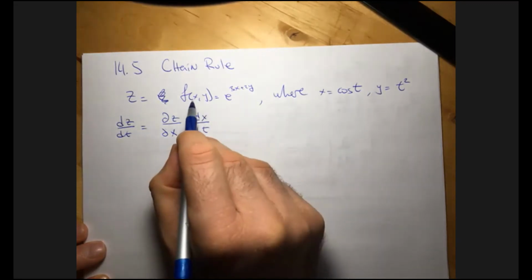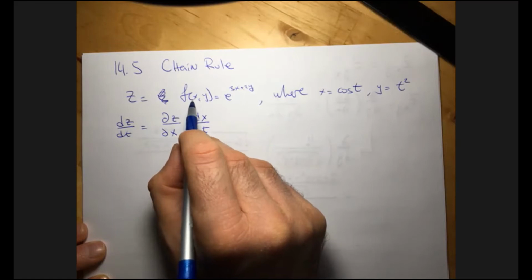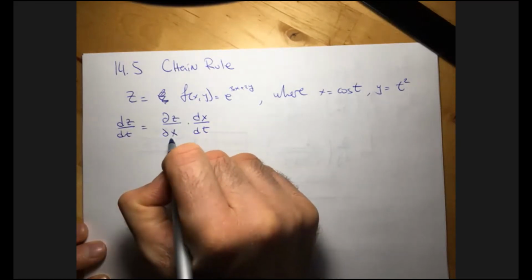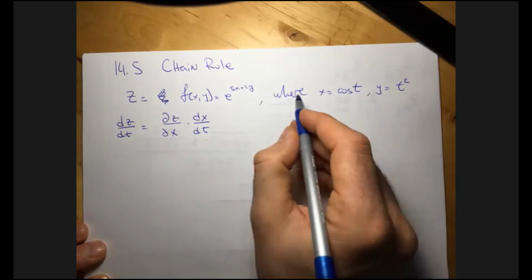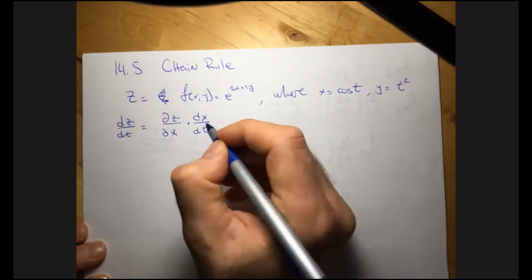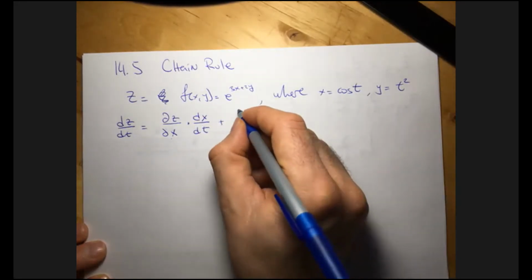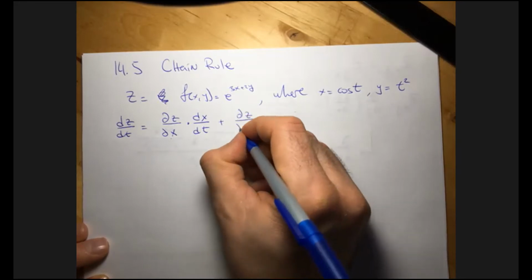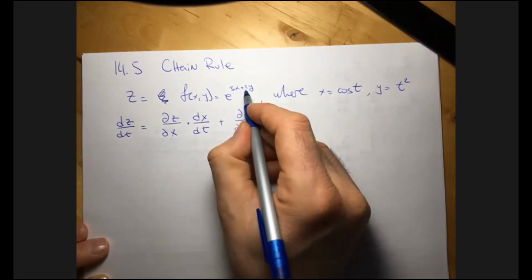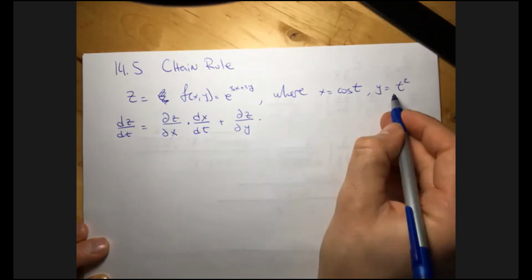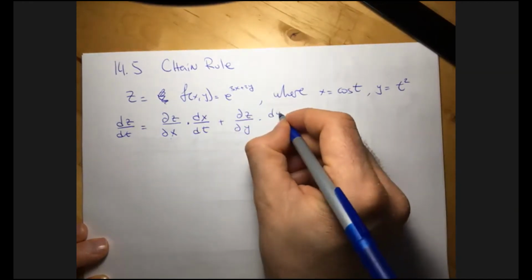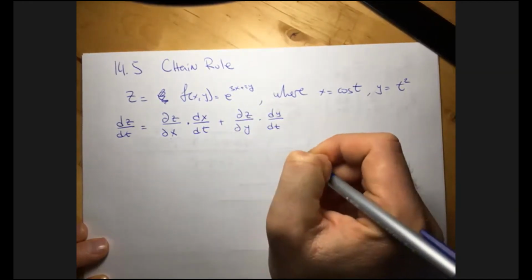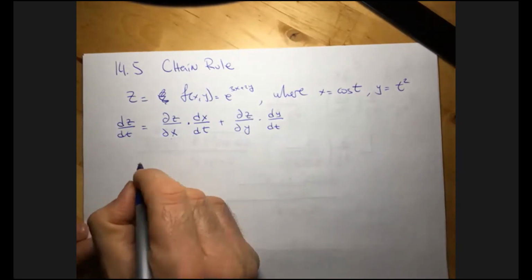Okay, z depends on two variables, so partial z, partial x. x depends on one variable, dx dt, plus partial z, partial y, times y depends on one variable, dy dt. Okay, let's go now.